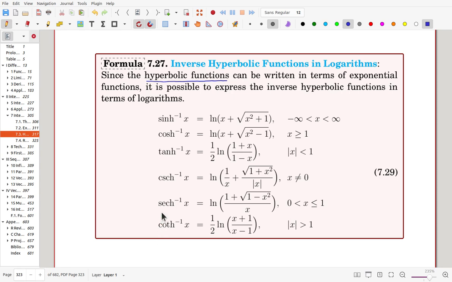Okay, so again, don't try to memorize it. If you need that, then by using this expression, you can express the inverse hyperbolic functions explicitly.